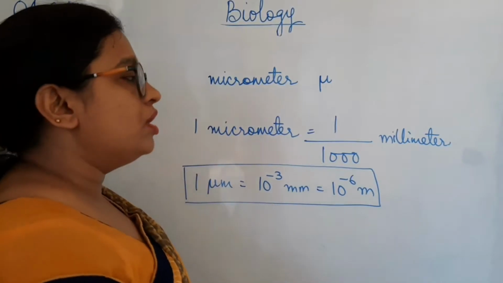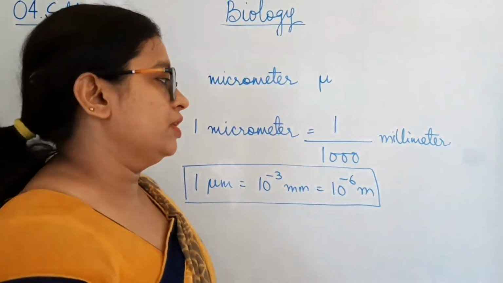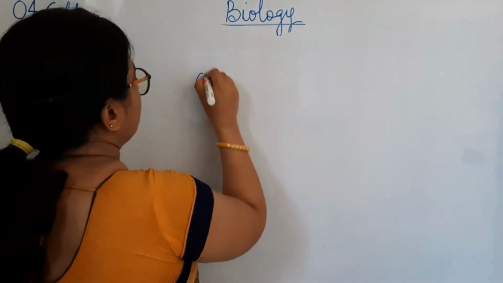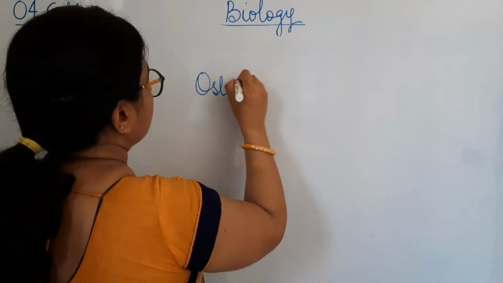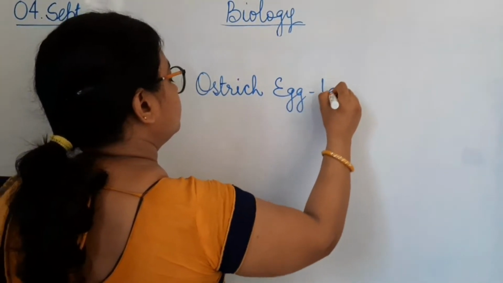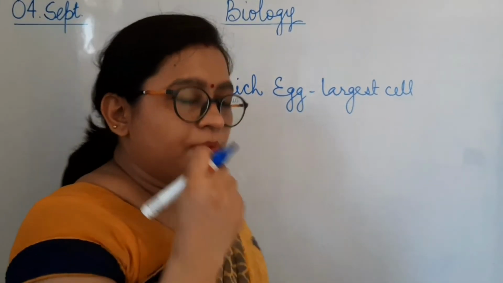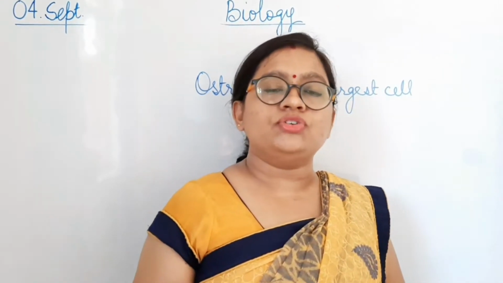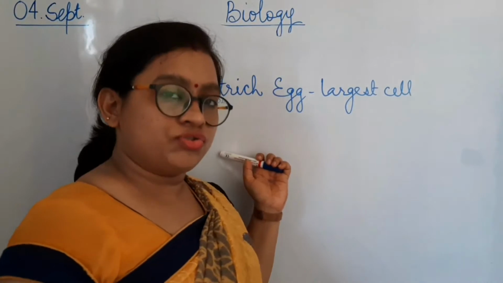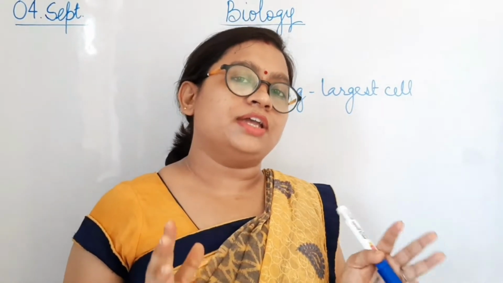Let me write that on the blackboard so that you will be able to understand in a much better way. Let's see which is the largest cell and which is the smallest cell. As I just told you, the largest cell is the ostrich egg. Now, let me give you a comparison of this. If you love eggs, then definitely you would love to eat omelets. If you use an ostrich egg, you can make 13 omelets from it. So you can just imagine how large this egg is.